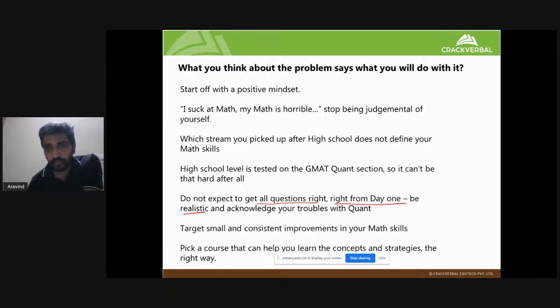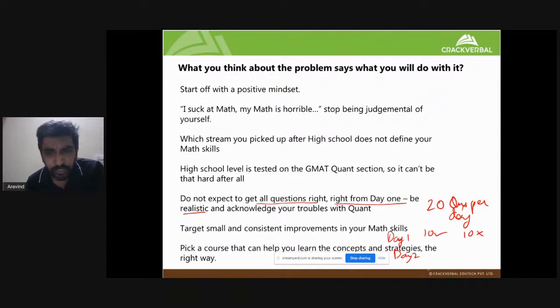So, for example, if you are solving 20 questions per day, and on day one you get 10 right, 10 wrong. So, this is day one. Day two, you should probably tell yourself, I'm not going to get anything less than 10 questions right today. You could probably get 11 right. That's still a small improvement. You could get 12 right. That's a very good improvement, right? Just tell yourself that you'll target small improvements.